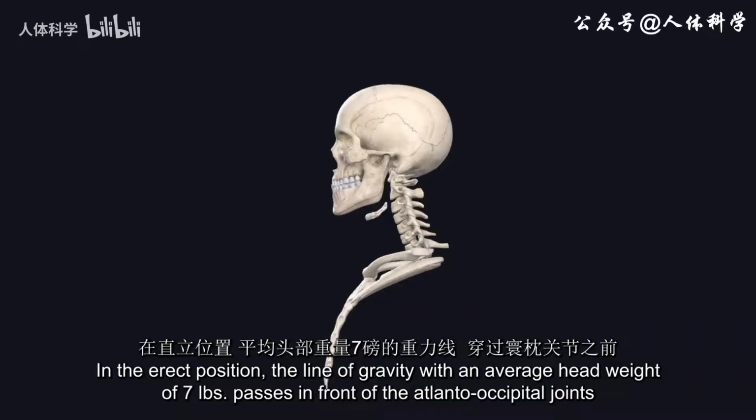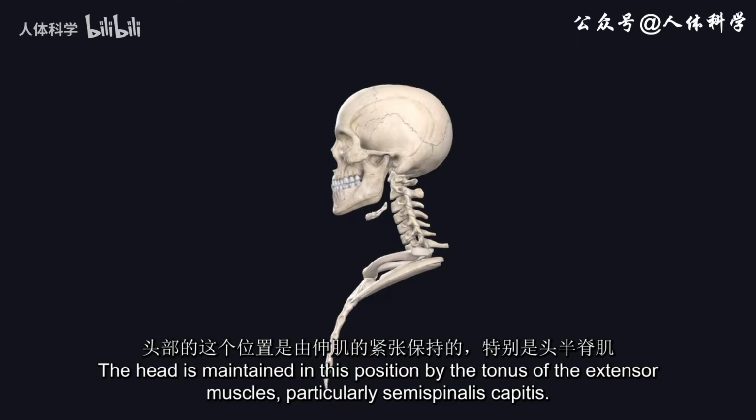In the erect position, the line of gravity, with an average head weight of 11 lbs, passes in front of the atlanto-occipital joints. The head is maintained in this position by the tonus of the extensor muscles, particularly the semispinalis capitis.